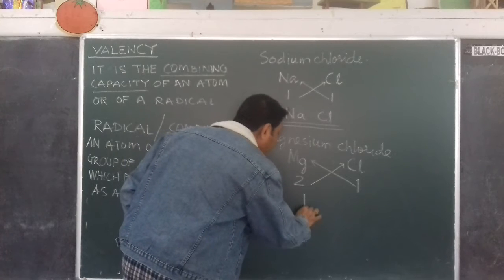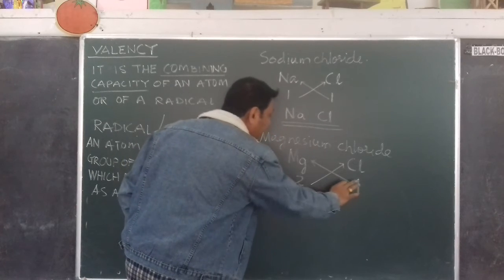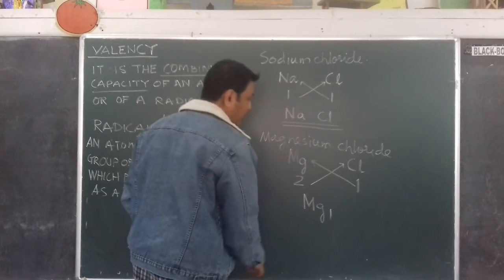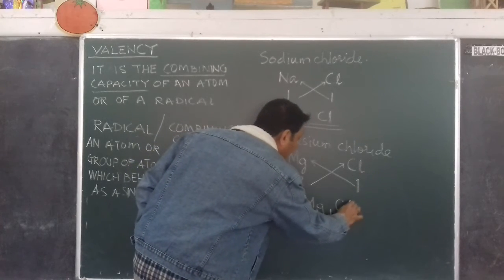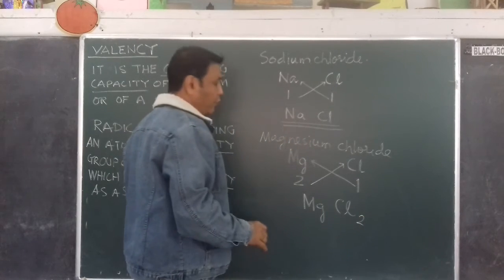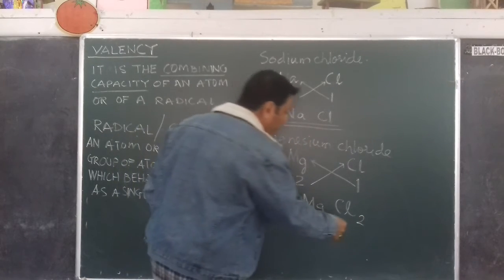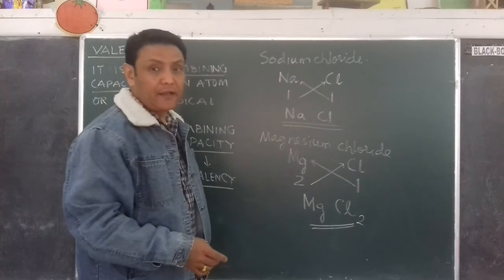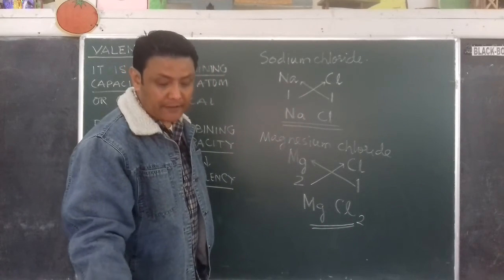So we write the formula now using the valency: Mg, 1, Cl, after exchanging the valency is 2. But we do not write 1. And the formula would be MgCl2. Is it okay? Right.